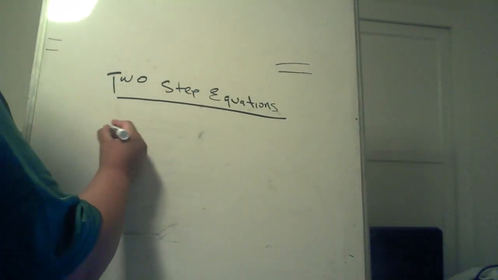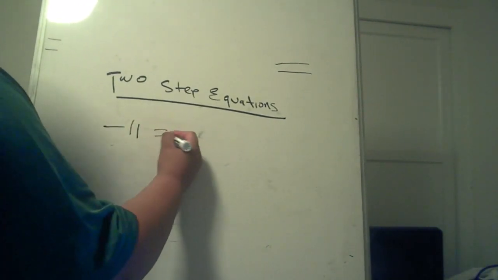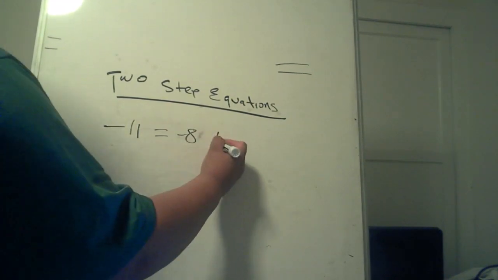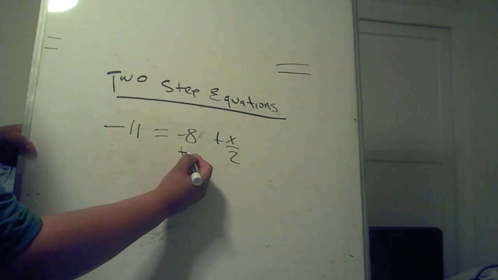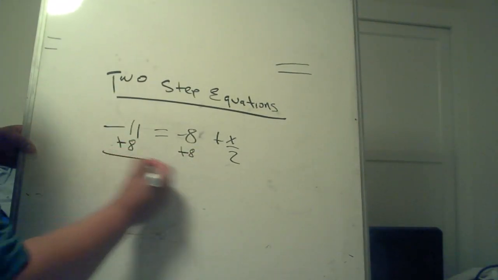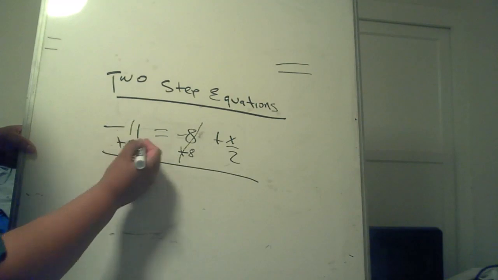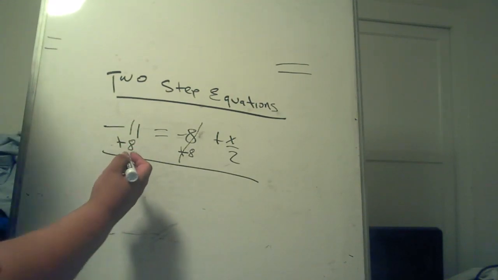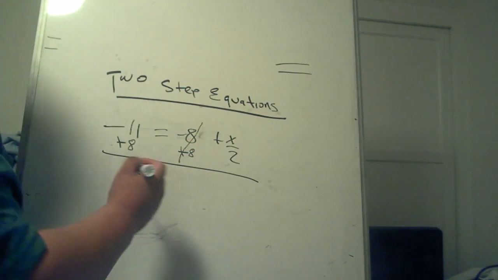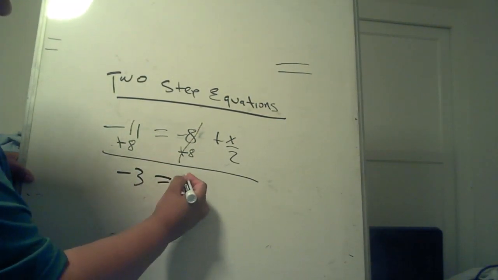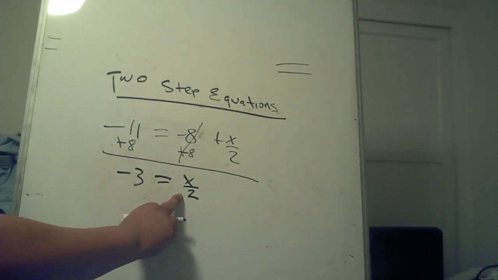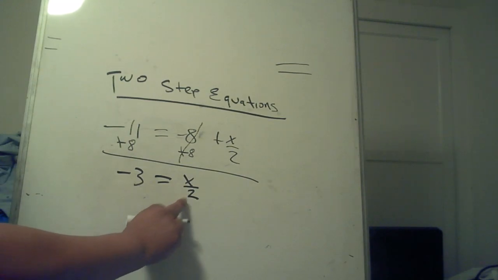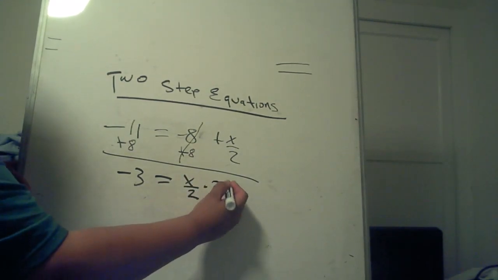The next problem is going to be negative 11 equals negative 8 plus x over 2. This is going to be almost the same as the previous one. So first, we add 8 on both sides. These two cancel. Negative 11 plus 8 is negative 3 equals x over 2. So what do we do here? This is dividing. So to leave x by itself, what do we do? If we're dividing, we do the opposite. We multiply. These two cancel.